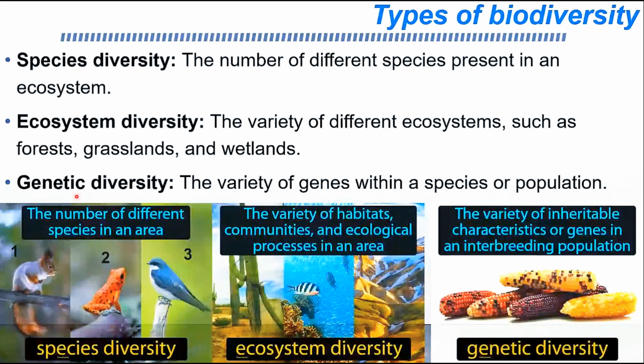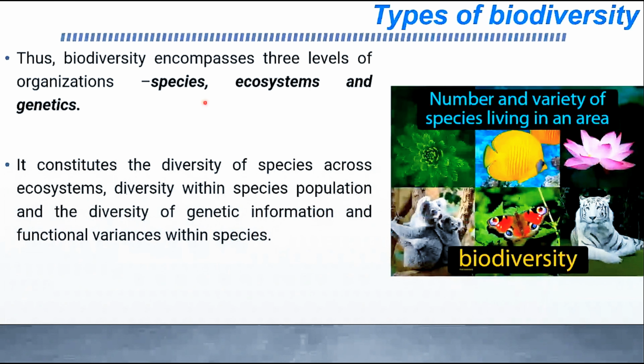And finally, we have the genetic diversity, where we look at the variety of genes within a species. So here we look at species, here we look at ecosystem, here we look at the genetic information within a species or within a population. Okay, and this information has to be inheritable, right? And it should be within an interbreeding population. Right. Now, so we can conclude that biodiversity includes species, biodiversity includes ecosystem, biodiversity also includes the genetic information.